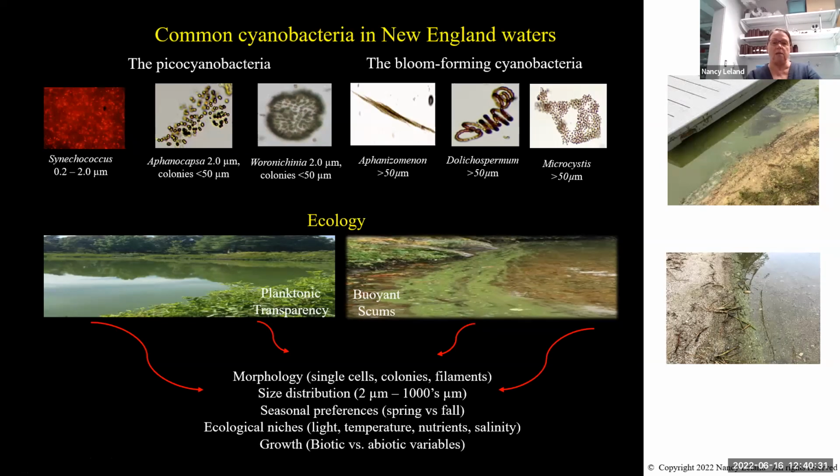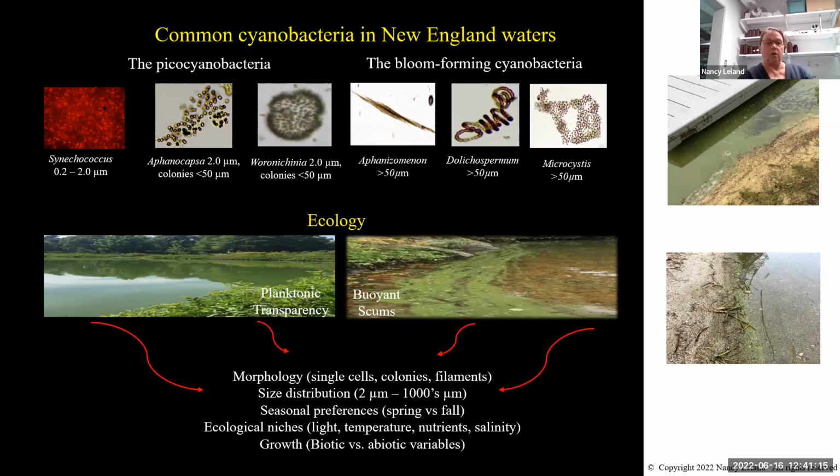In terms of looking at some of the variables and different types of things that we think about with these different cyanobacteria, we have different morphologies with them. They can range from single cells up to large colonies and filaments. They have a distinct size distribution associated with them, ranging from 2 microns, which is not microscopic. You have to use other means to see them. So they're sort of a class of their own, up to thousands of microns in size. We definitely have some seasonal preferences in terms of when we would typically see these in the water bodies. And they're really, really good at exploiting different types of ecological niches.